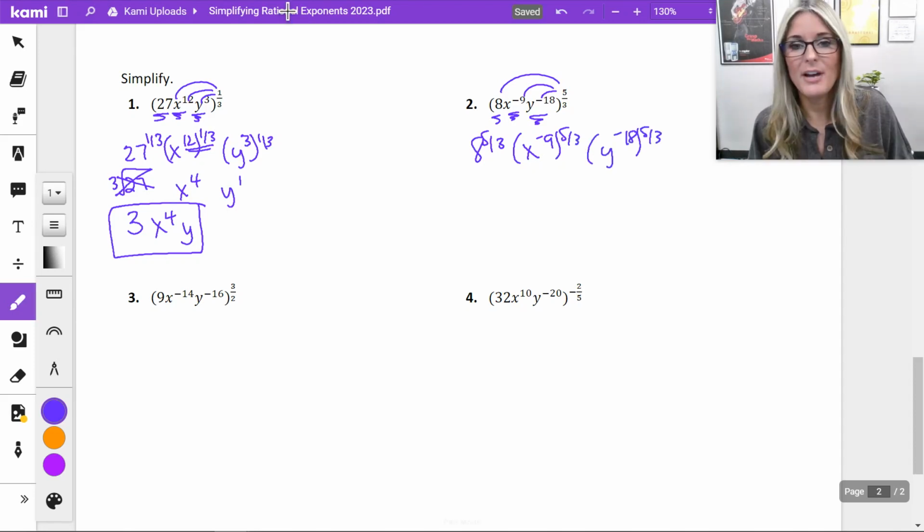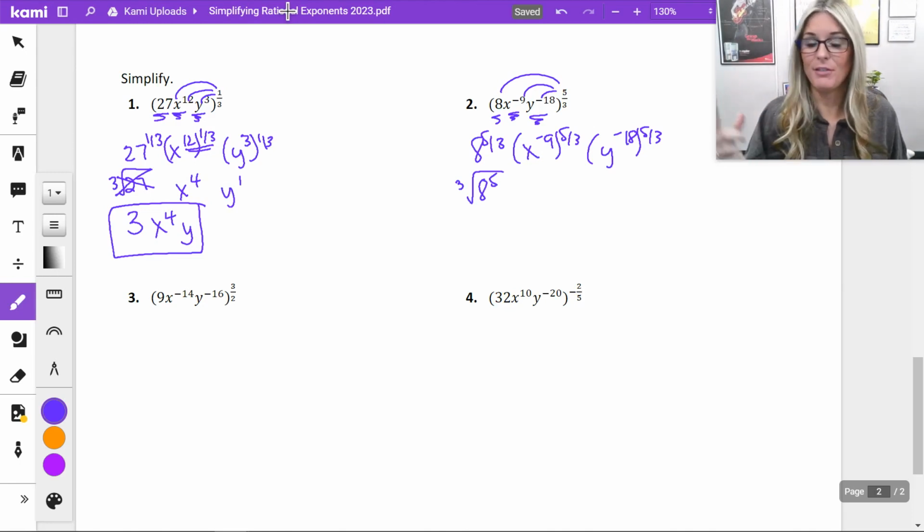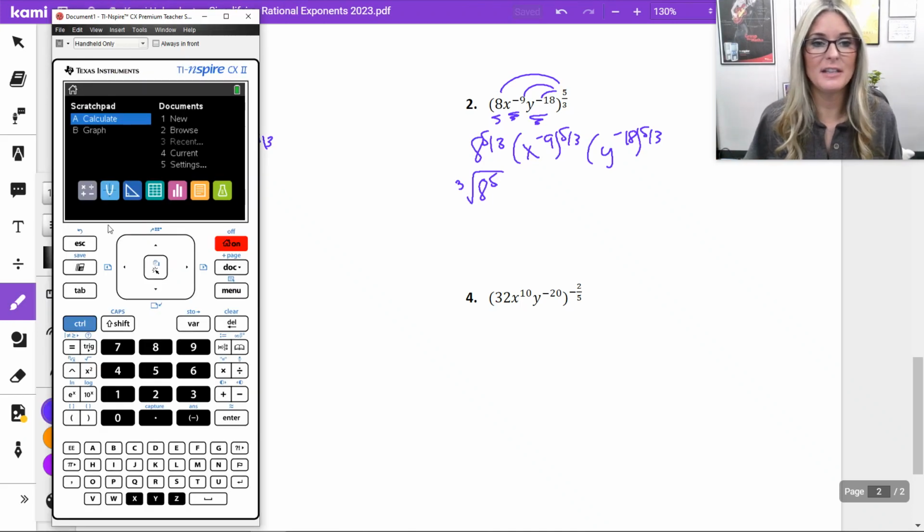y to the -18 raised to the 5/3. I'm going to go ahead and rewrite 8 raised to the 5/3 as the cube root of 8 to the 5th. x to the negative ninth raised to the 5/3. So if you're not confident with your fraction operations or multiplying here, let's look at the calculator.